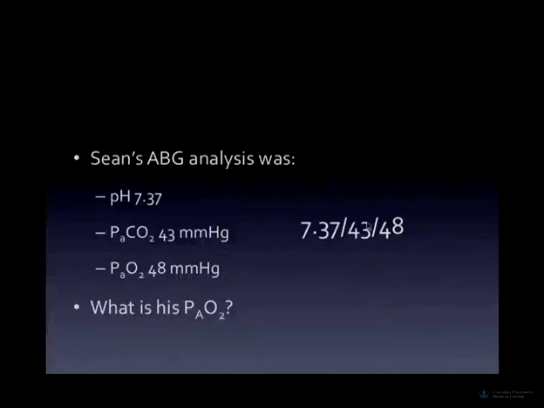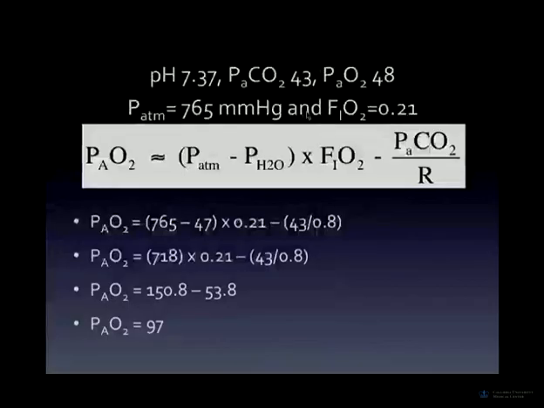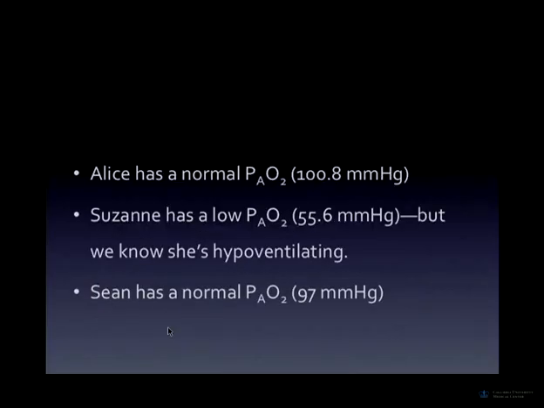So what's his alveolar oxygen tension? Again, that's how you write it. So plugging his numbers in, we find that his alveolar oxygen concentration is 97 millimeters of mercury.